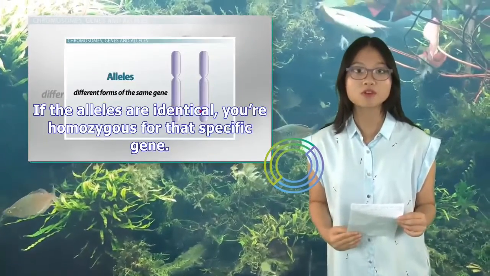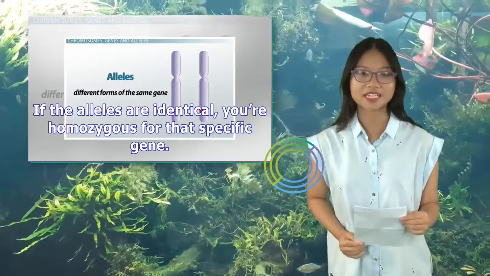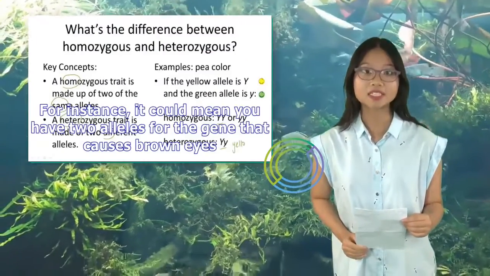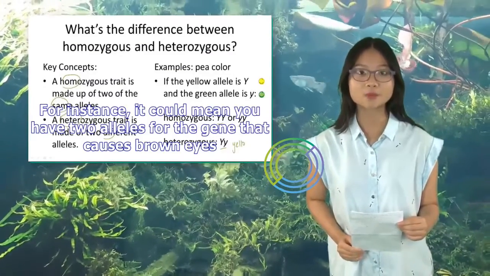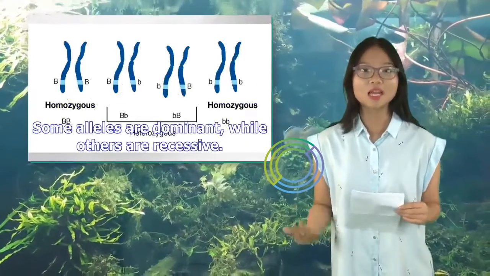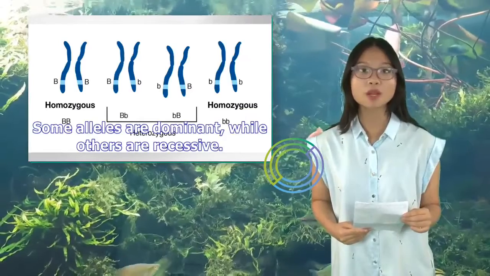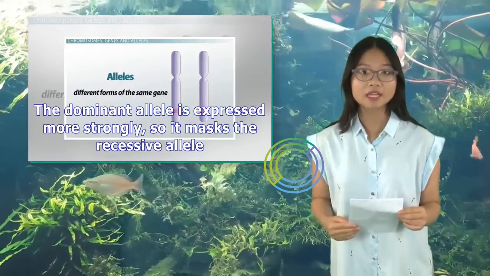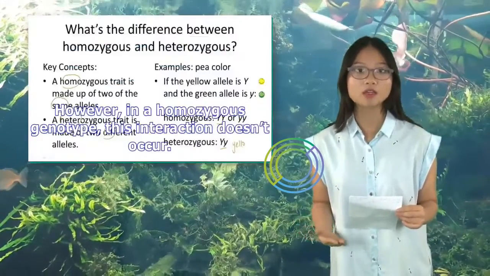If the alleles are identical, you're homozygous for that specific gene. For instance, it could mean you have 2 alleles for the gene that causes brown eyes. Some alleles are dominant, while others are recessive. The dominant allele is expressed more strongly, so it masks the recessive allele.